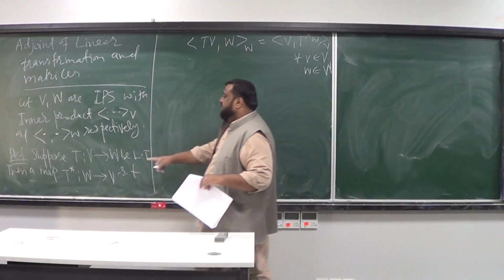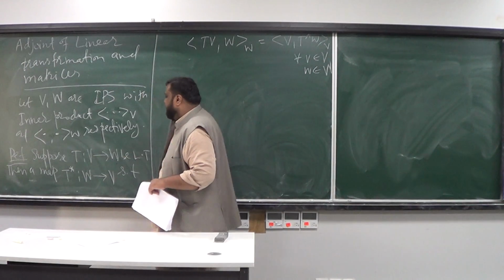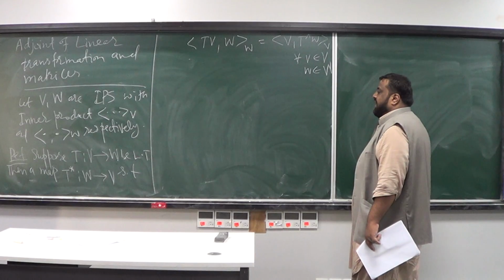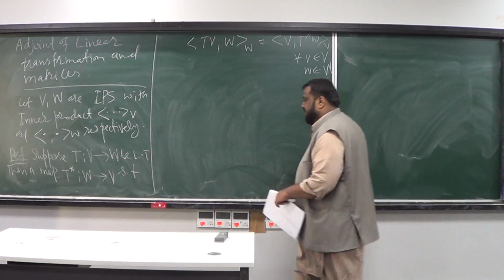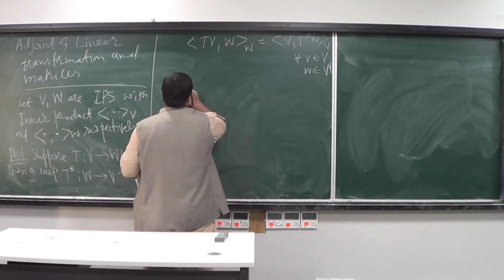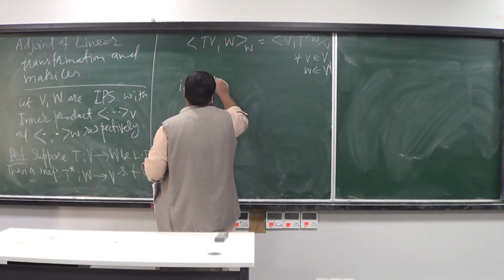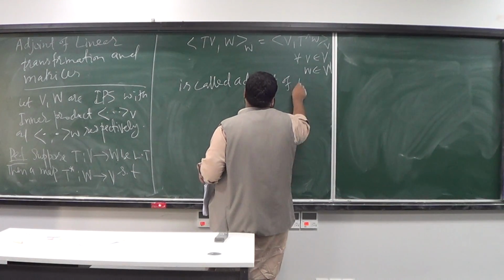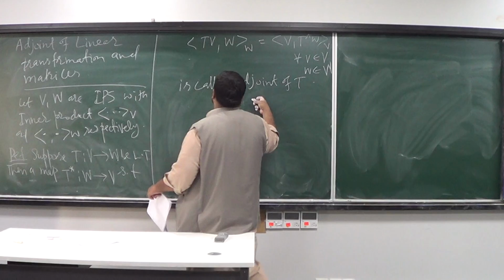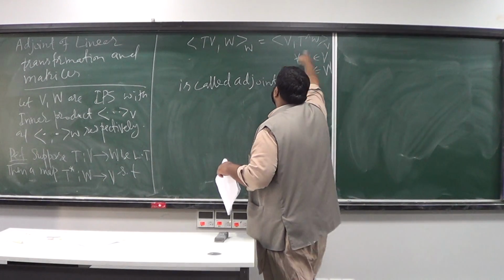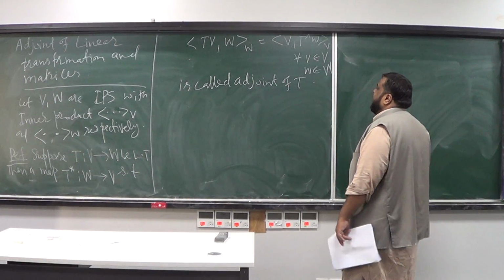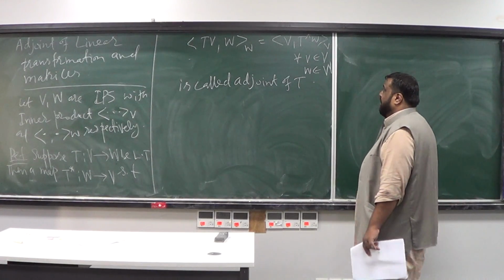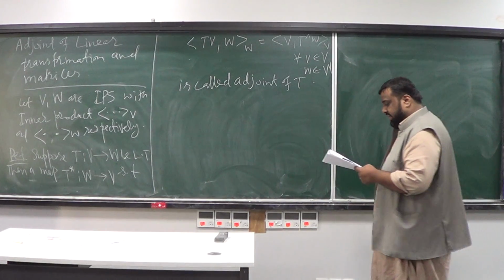So if you have a transformation from V to W, then a transformation from W to V is called the adjoint of T. T star is the adjoint of T if T and T star satisfy this actually: T of V inner product with W, and the inner product of V with T star of W, for all V in V and W in W. Okay, so this is what you have to do.